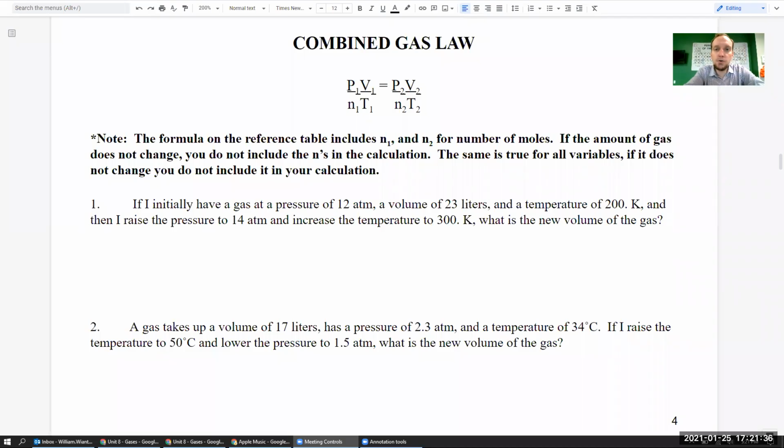Now, there are a few calculations we're going to use in this unit, and we call them the gas laws. Again, we could use them to mathematically predict the behavior of gases. The first one is called the combined gas law.